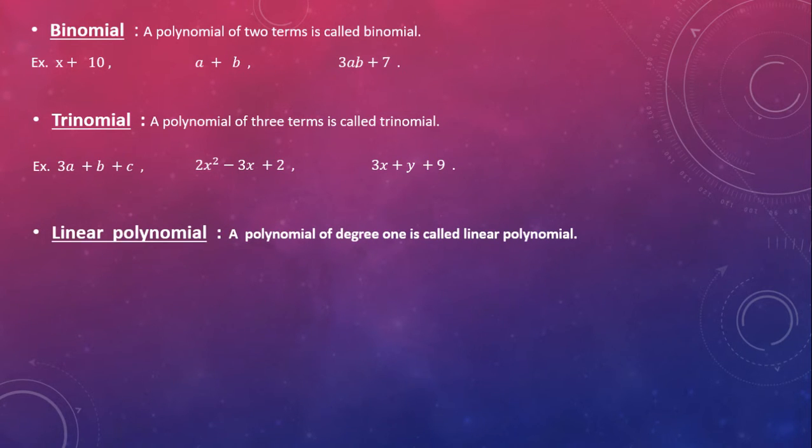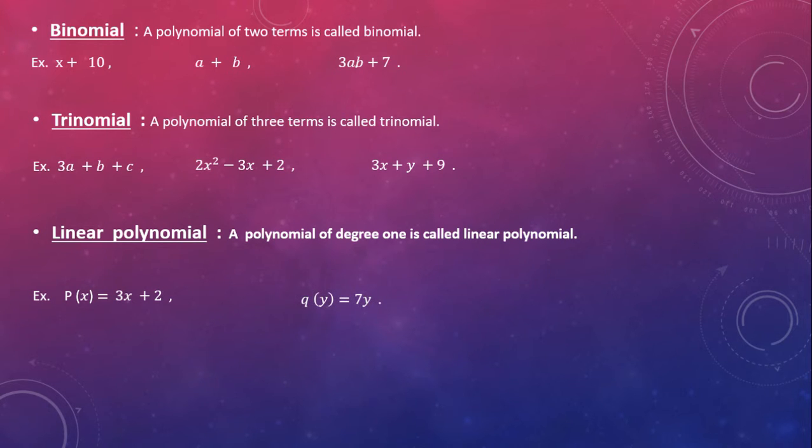The next type of polynomial is linear polynomial. A polynomial of degree 1 is called linear polynomial. That means if the degree of any polynomial is 1, it is called linear polynomial. Let's see the examples. Px equal to 3x plus 2. In this polynomial, x is the variable. In the first term 3x, the power of x is 1. Therefore, the degree of the polynomial px is 1. So it is an example of linear polynomial.